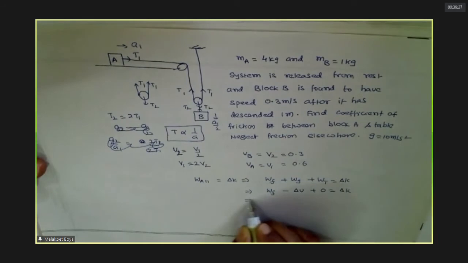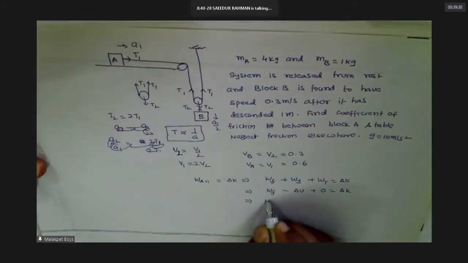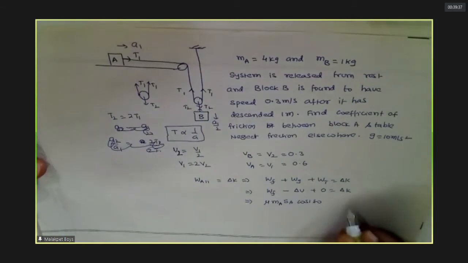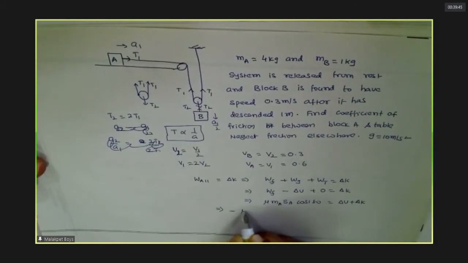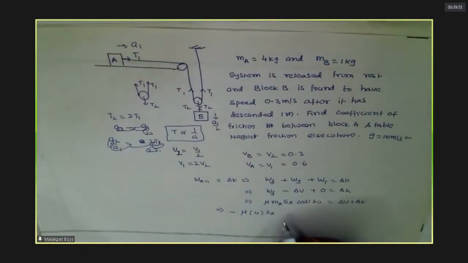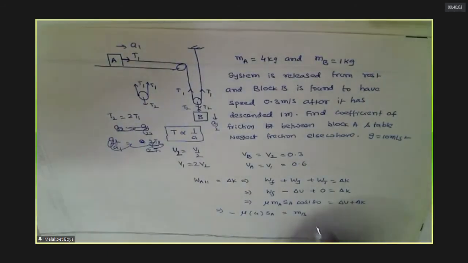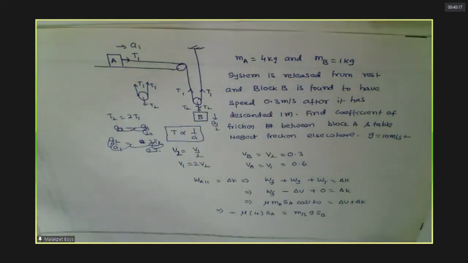Yes, sir. Work done by friction: friction times displacement of A, cos 180, equals delta U plus delta K. This implies minus mu, mass of A is 4, displacement of A, SA, is equal to change in this. M is how much? M G S B. Displacement is this one, na? Finally, do you agree with this? Yes, sir. Agree, sir.